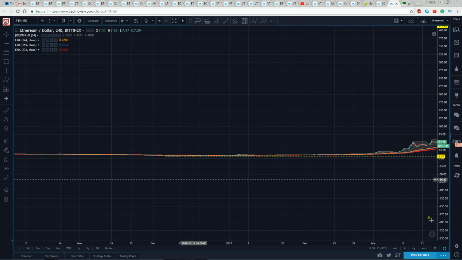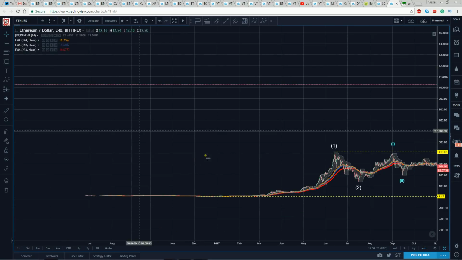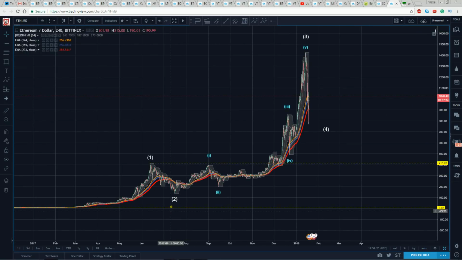If I go to auto here, I've just gone to the lowest low that I could find, which is $5.87 for Ethereum. That way I don't have to keep pulling over to the left. I can just highlight the line and I know I'm getting the absolute low. So if I look at that, it's fairly reasonable to make the assumption that I've got a 1-2.